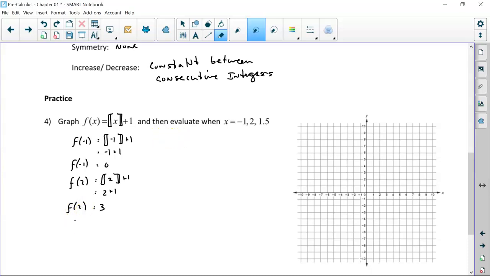For 1.5, f of 1.5, greatest integer less than or equal to 1.5, plus 1. So less than or equal to 1.5 is 1, plus 1, so f of 1.5 is 2. So we can think about it. At -1, our output is 0.